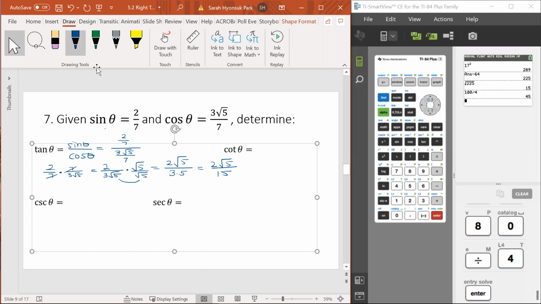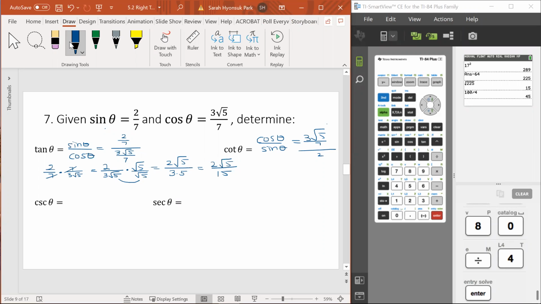Cotangent theta is cosine divided by sine theta. So we take cosine theta divided by sine theta. Cosine is 3√5/7. We're going to divide that by 2/7. The 7's cancel, and then we end up with 3√5/2. And having a √5 in the numerator is okay, so we don't need to worry about rationalizing.